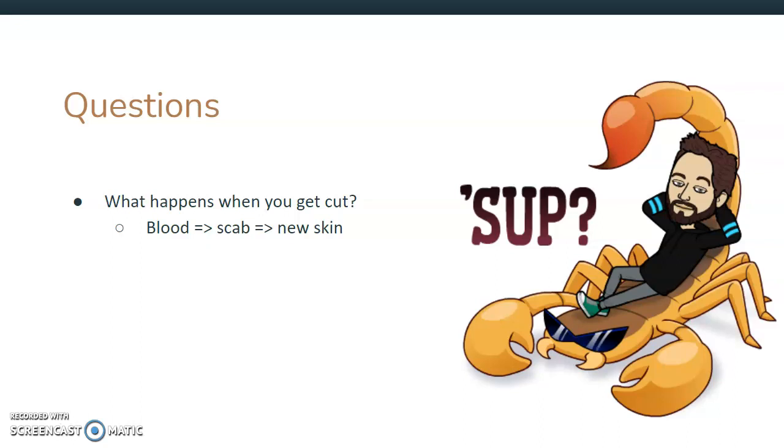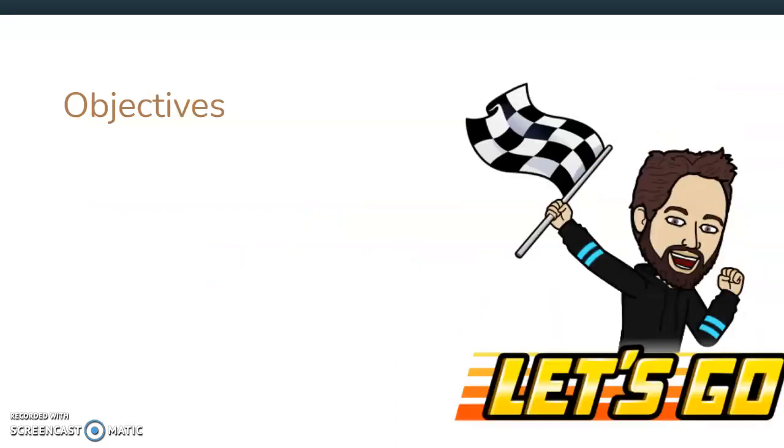But underneath our new scab is new skin. It looks a little bit different, but it's still new skin. But where does this skin come from? How does our body make it? It's coming from somewhere, but it's coming from our body. Well, our body makes it through a process called mitosis. We're going to learn all about mitosis going forward.